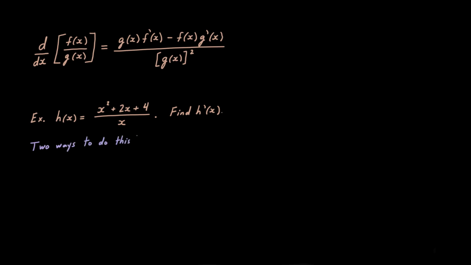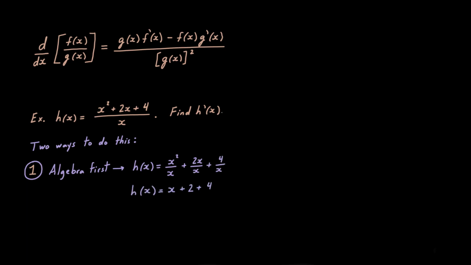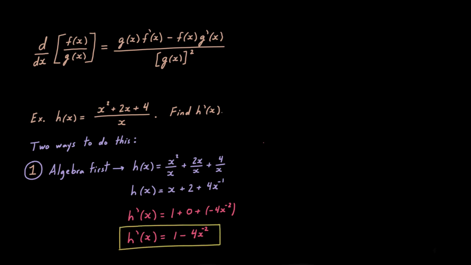So there are 2 ways of doing this. I can break up that one fraction into 3, just like you guys did in one of the worksheets, I believe. So we algebraize them first. We simplify each fraction. There we have it. And then we take the derivative using the simple power rule and simple derivative properties. And there it is: 1 minus 4x squared.